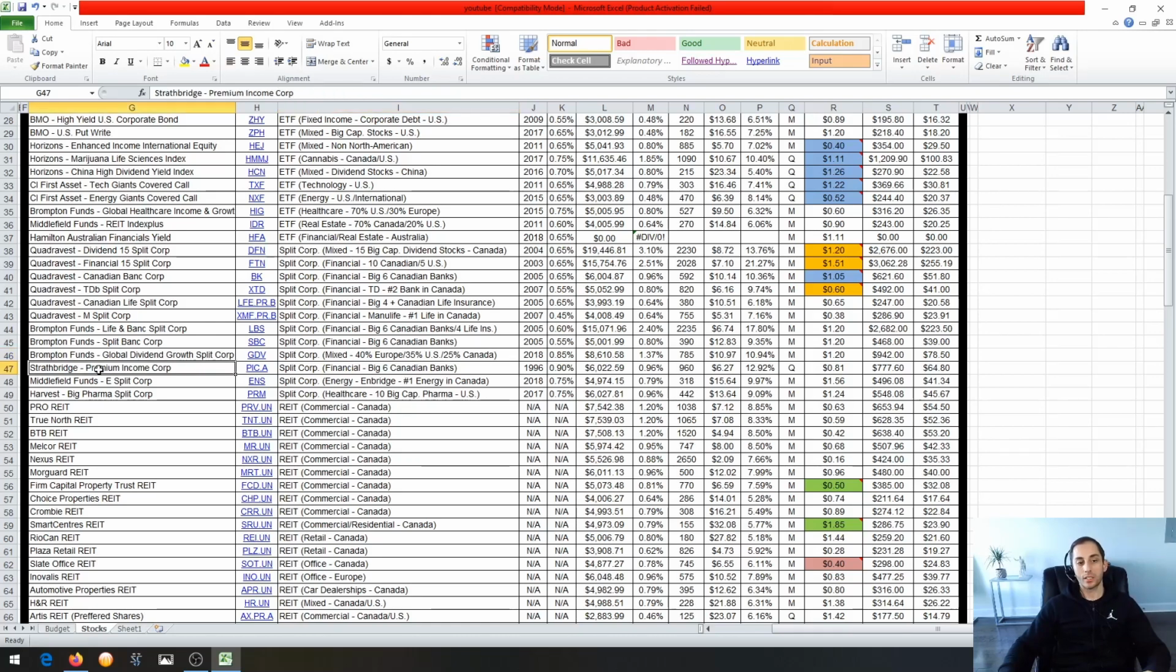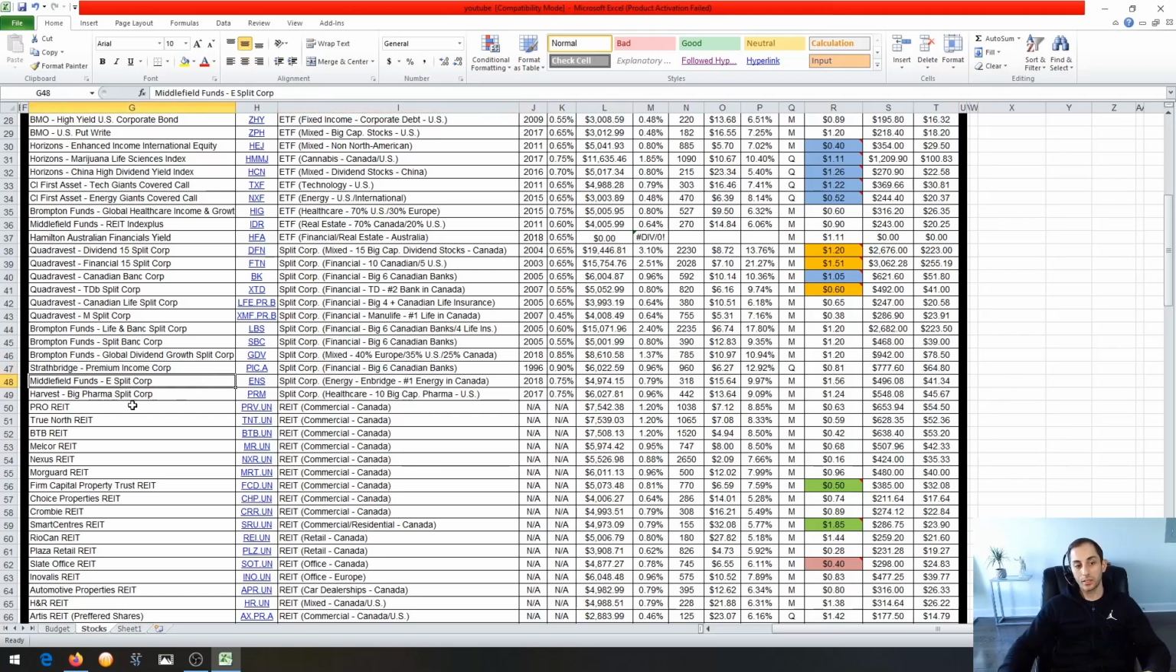The next one is from Strathbridge. This is called the Premium Income Corp. Also one that only has the six Canadian banks. And out of the three split corps that only have the six Canadian banks, this one has the highest yield. The only caveat is that they give their distribution quarterly. But they've been around for a really, really long time, since 1996, and I've been paying their distributions, no problem.